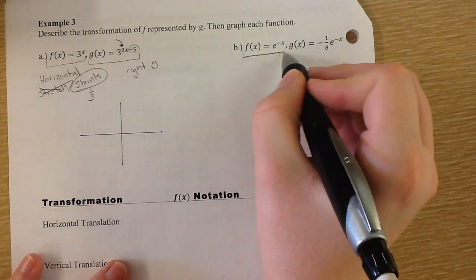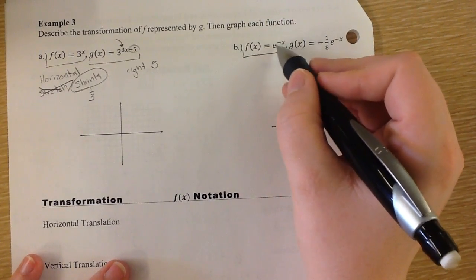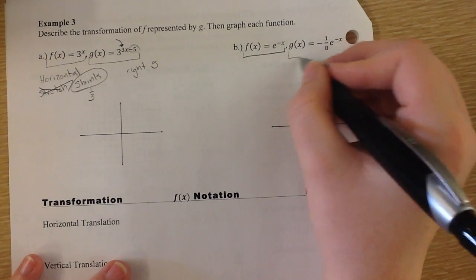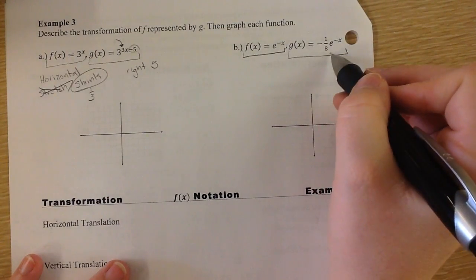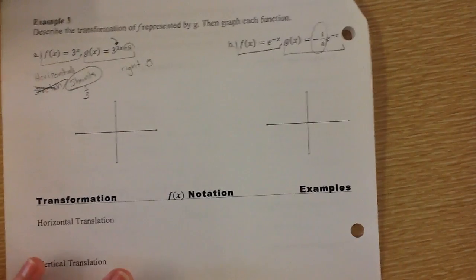So here's my parent function. F of x equals e to the negative x. So the negative x is already in the parent. Okay, and then what's changed between the parent and the child? Well, it's still e to the negative x, but there's a negative 1/8 there.